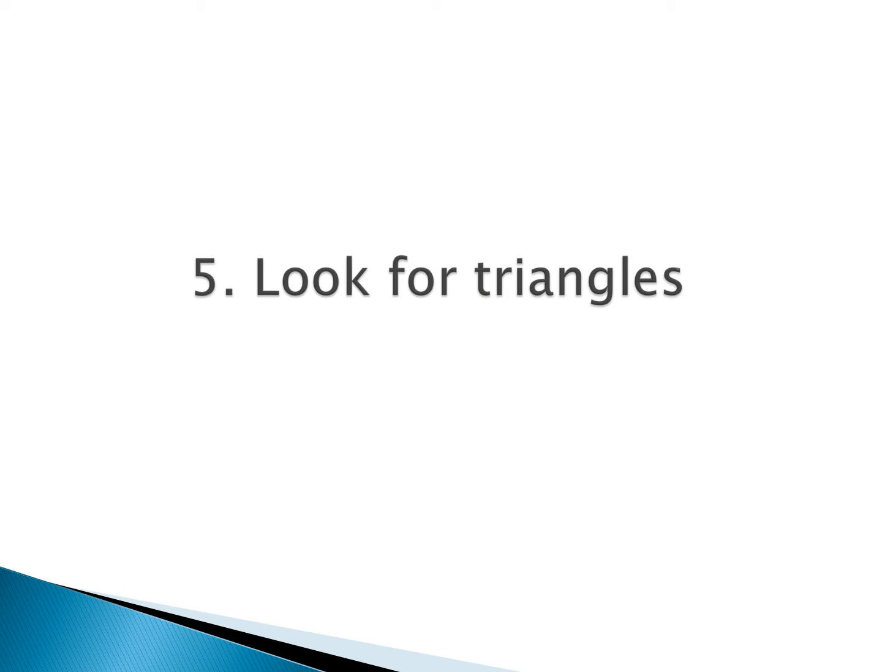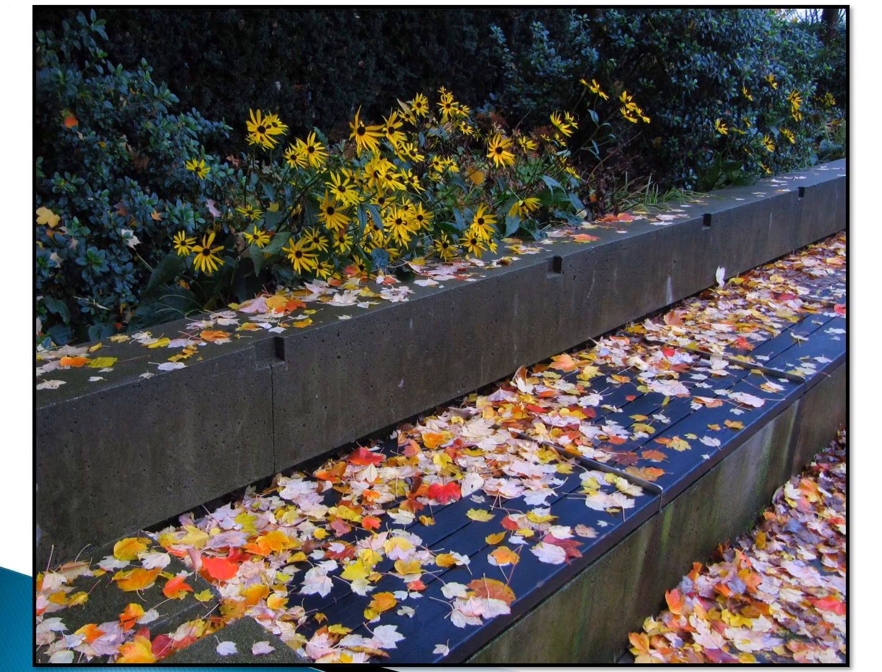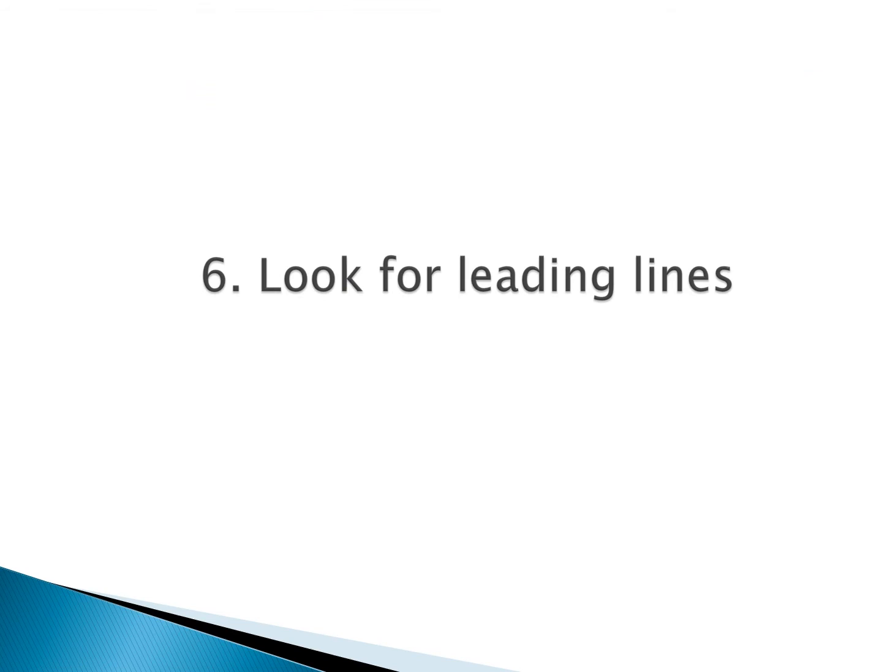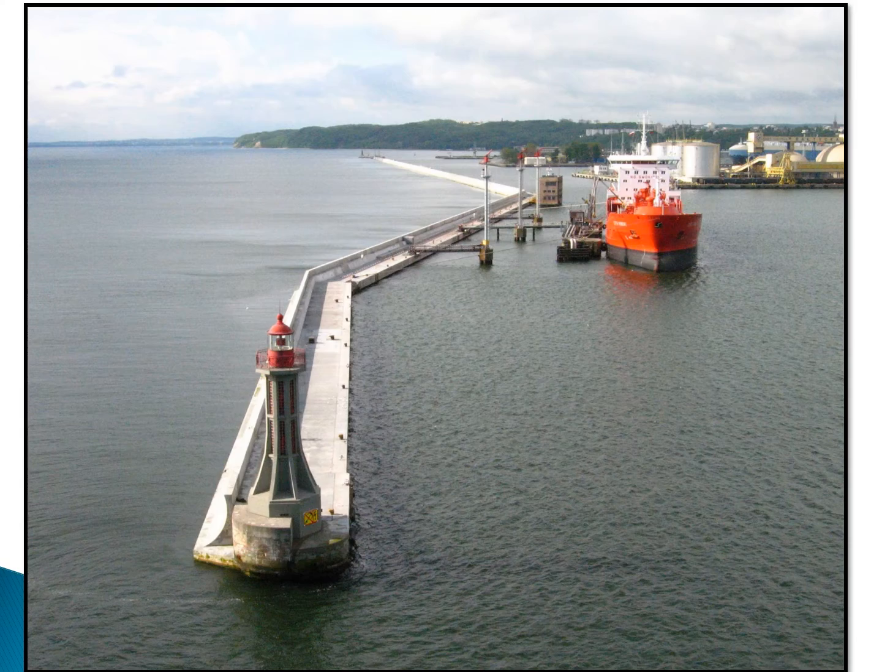So the fifth tip is to look for triangles, and this can be accomplished simply by making sure you have diagonal lines in your photos rather than straight across. It just gives more motion to the photo, more dynamic and less static. Look for leading lines. These can be fun to sort of find, taking your eye through an image.